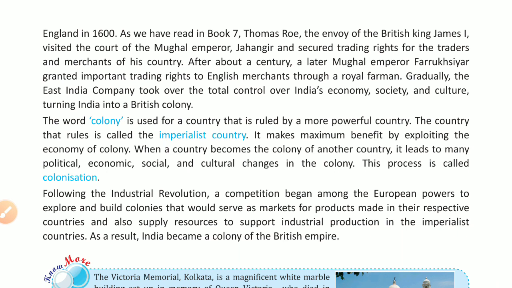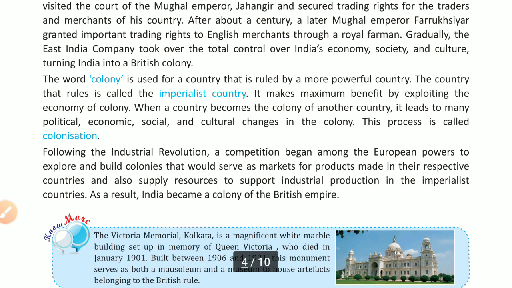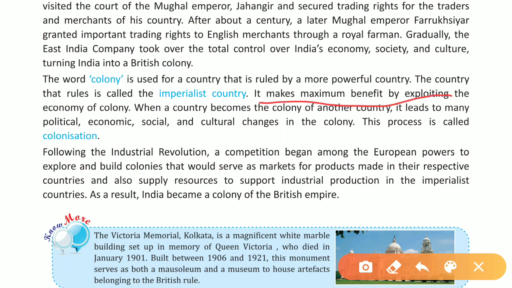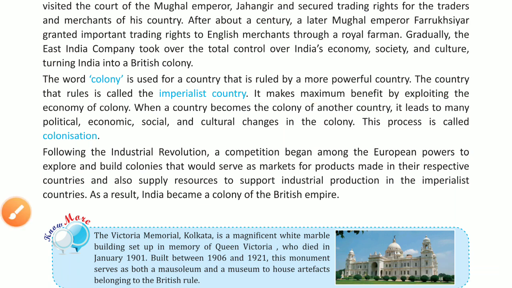Imperialistic country means one country which rules over another country. That is called an imperialist country. What is the aim of the imperialist country? The next line: it makes maximum benefit by exploiting the economy of the colony. That means whenever foreign or more powerful countries colonized other countries, their sole aim was to exploit the natural resources and economy of the colony.